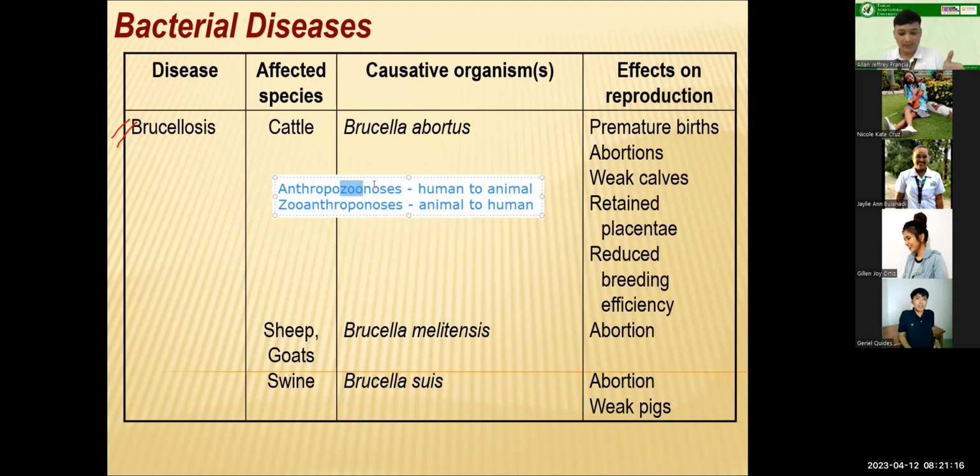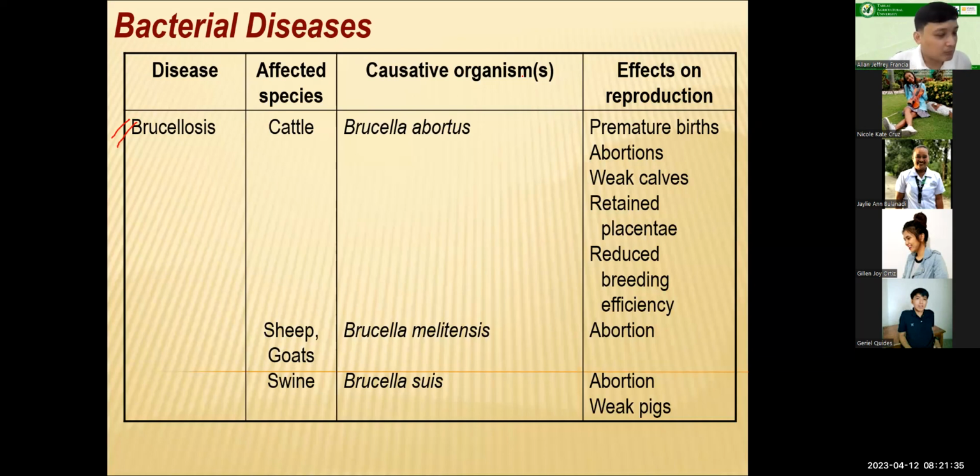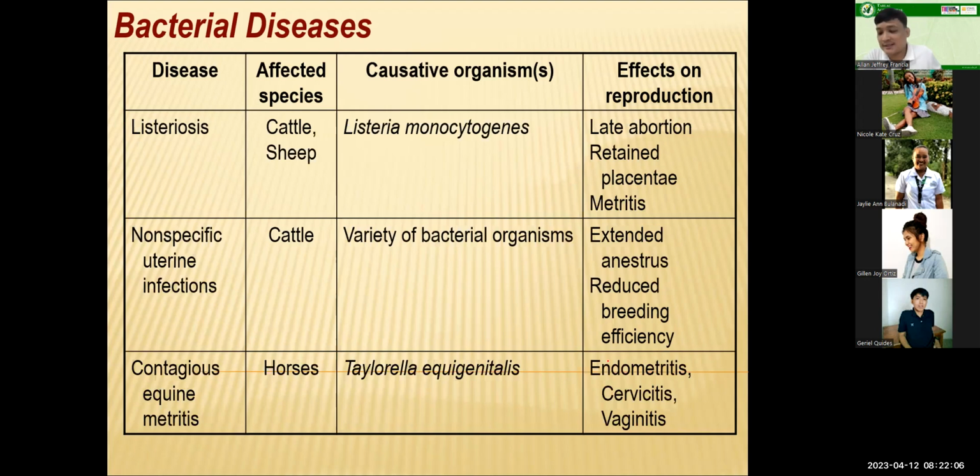So kapag sinabi natin from animal to human, yes, that is zoonosis, but the specific term for that will be the zooanthroponosis. Okay, so we have the brucellosis. The causative agent for that, syempre we have the Brucella abortus, we have the melitensis for small ruminant, and we have the suis for swine. And the effect will be, we have premature birth, we have the abortion, weak offspring, retained placenta, reduced breeding efficiency, and we have also abortion for this group of animals. But we have also in dogs din, mamaya makikita ninyo yung specificity nitong sakit na to.